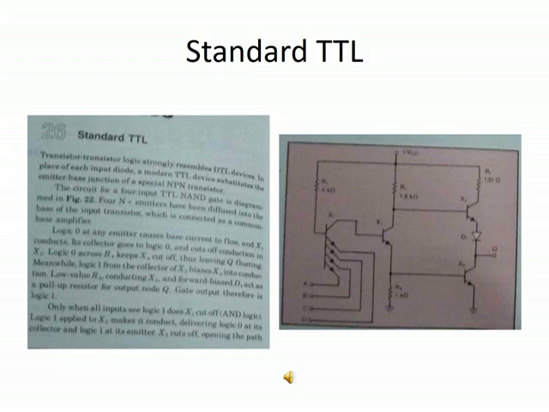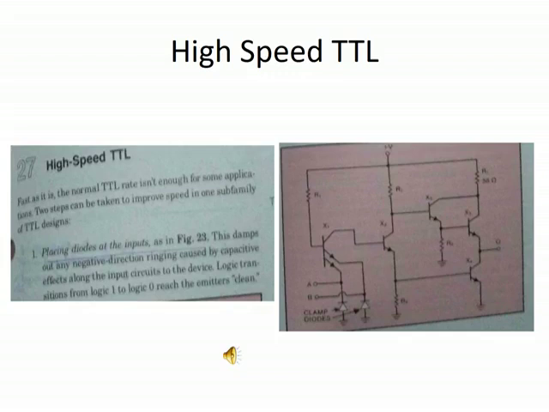The next one is the high speed TTL, high speed transistor-transistor logic. High speed TTL is similar to this transistor-transistor logic, but the difference is that it provides a clamp diode. In this case, you can see the clamp diodes are connected to the A and B inputs. By providing the diode at the input, it can prevent negative direction flowing current. So it can provide a clean logic 1 or logic 0, and in this way it can improve the high speed operation. So this is the high speed transistor logic.